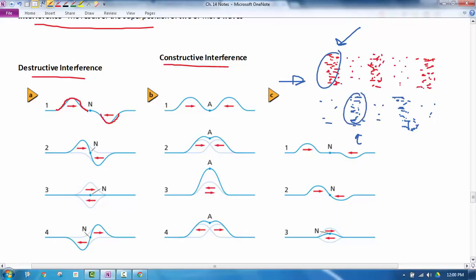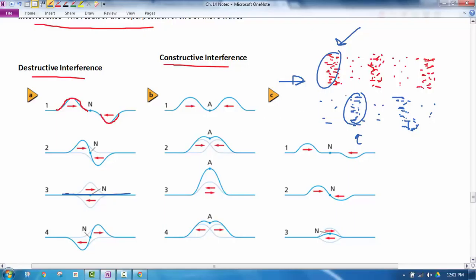And when you add those waves together, what happens is you just get this right here. You get no rarefactions and no compressions. You just get the regular pressure of the air, all one pressure, and therefore you don't hear any sound. That's what noise canceling headphones do, for example.